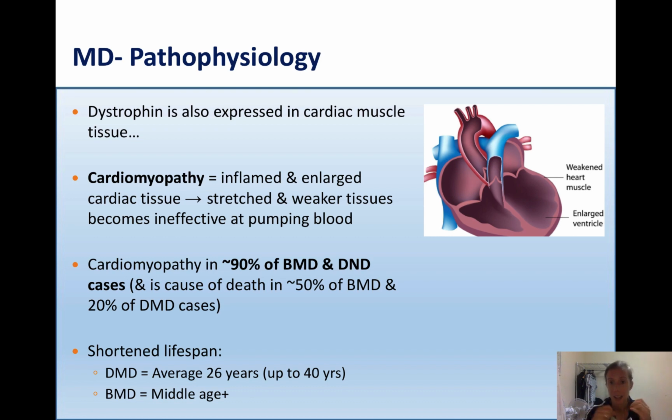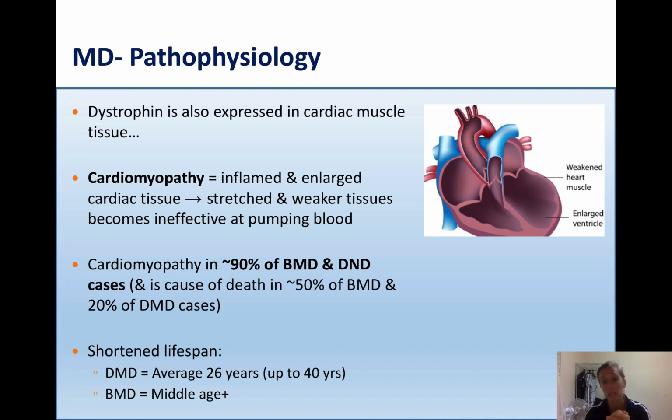Now, cardiomyopathy is actually the cause of death in around 50% of cases of Becker's muscular dystrophy. So it's this balanced rate of mortality being due to the cardiac issues or the skeletal muscle issues, where in Duchenne's, because the skeletal muscle is impacted at a much quicker rate, that typically is the issue that's going to lead to the most deterioration of that individual versus the actual cardiac complications. So it's around 20% of cases in DMD.